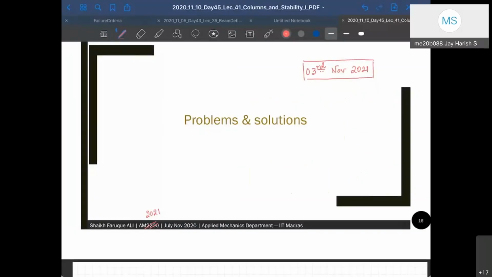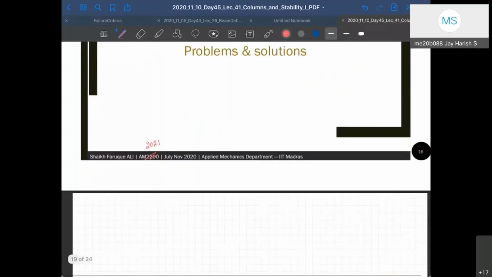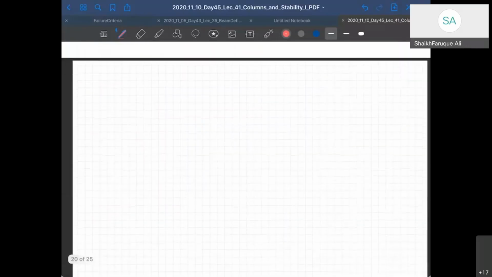Doubt in previous class. Yeah, I'll explain that. So what we learned in the last class is, one, a column takes compressive axial load, right? And moment, which we'll see today.